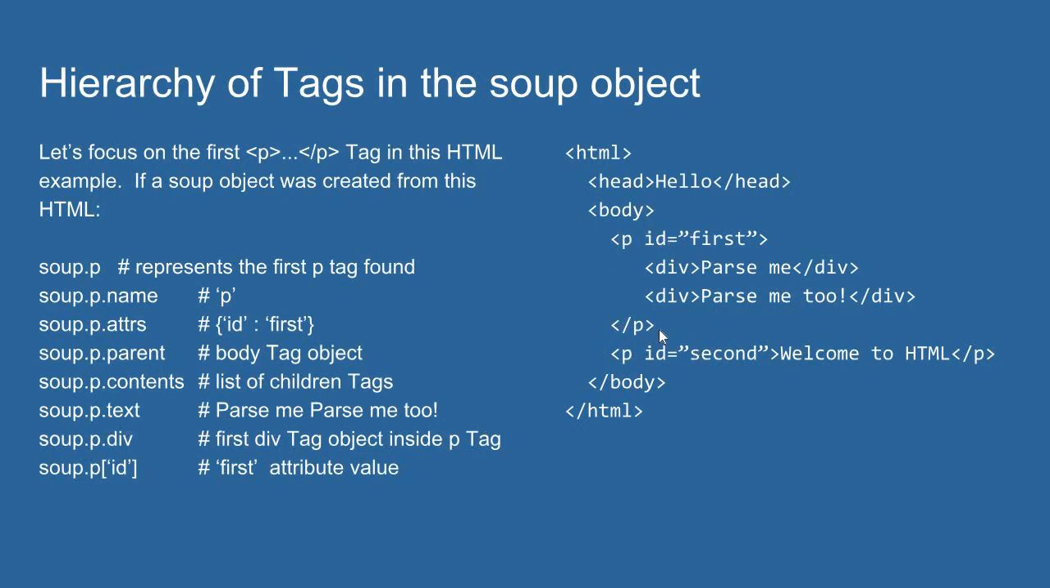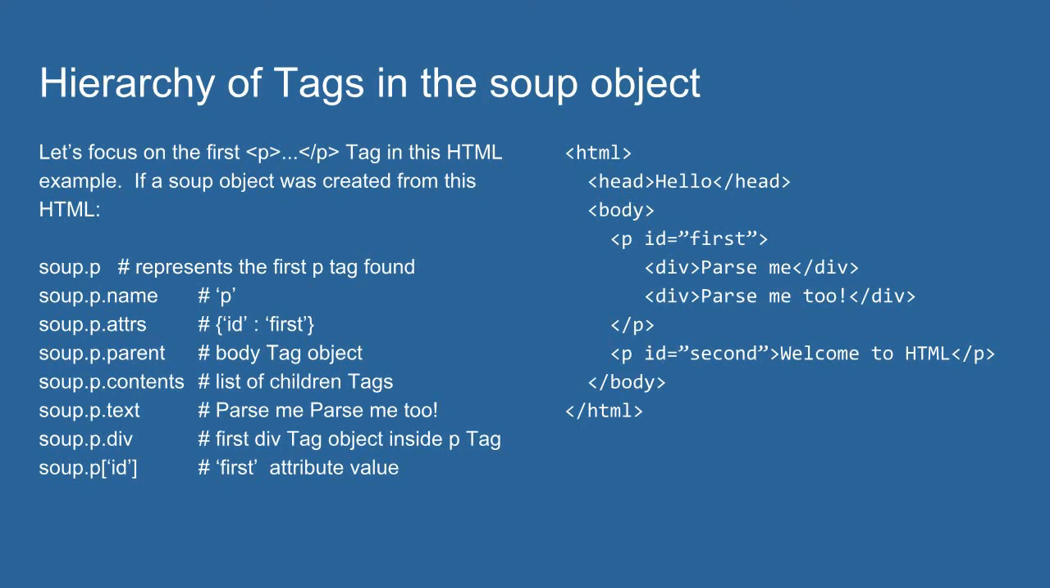P.text would return all of the text within this paragraph tag. And notice that "parse me" and "parse me too" is text inside div tags inside the paragraph tag. Well, the .text retrieves all of the text within that paragraph tag. P.div is an example of going down one tag name and then down another tag name. So first I would go to my first p tag, and then I would go to my first div tag. So soup.p.div gives me this first div tag. And if I say soup.p, and then have a pair of square brackets with an attribute name inside, I'm trying to return the value of this attribute of this tag. So I would go to my first p, find the id attribute, and it would return the value first from that tag.